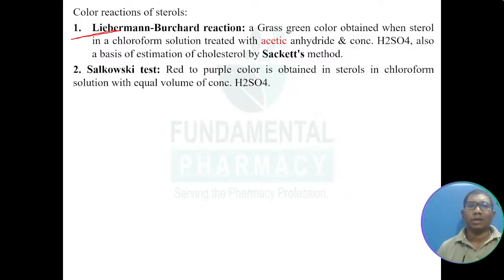Second test is also there, Salkowski test. Here red to purple color is obtained when cholesterol or sterols solution in chloroform is treated with equal volume of sulfuric acid. So here also steroid, meaning cholesterol, when you take in solution in chloroform and add equal volume of sulfuric acid, you will get a red to purple color. That is the Salkowski test.